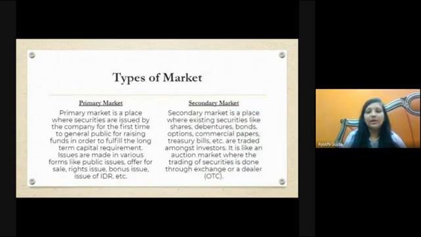Now talking about the types of the market. Basically, there are two types of market under the stock market: primary and secondary market. The primary market is a place where securities are issued by the company for the first time to the general public, for long-term capital requirements. And the secondary market is a place where existing securities like bonds, shares, debentures, commercial papers, treasury bills are traded amongst the investors. It is an auction, like one has bought previously and now they are selling it.